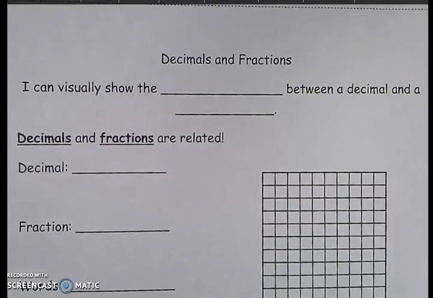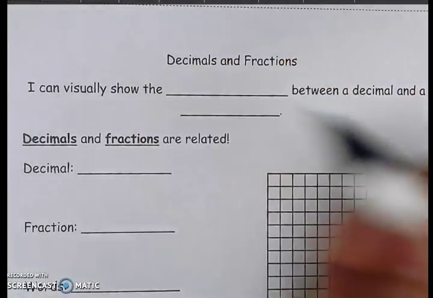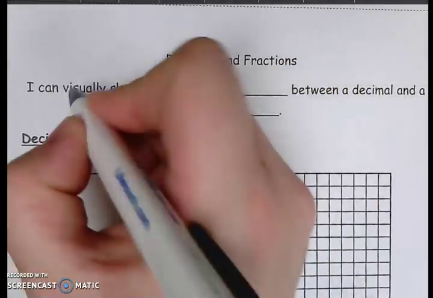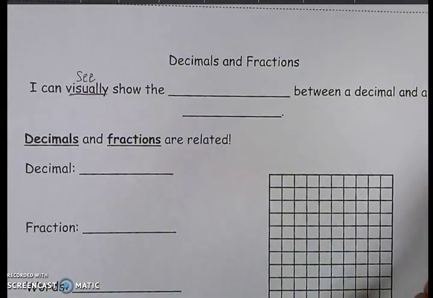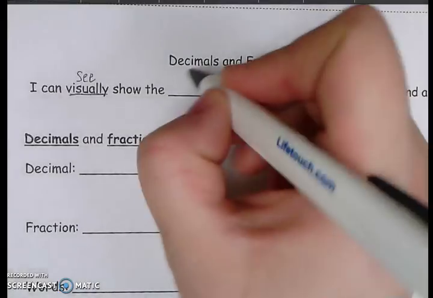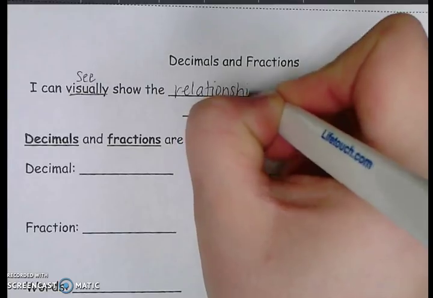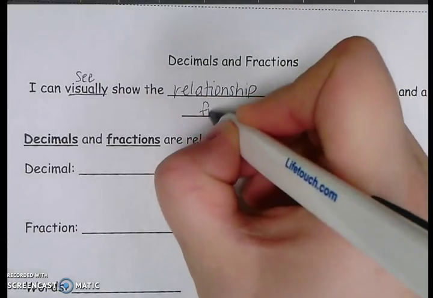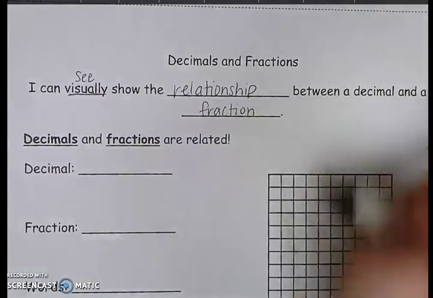Alright, in this lesson we're going to talk about decimals and fractions and how they're related. So, our learning target is I can visually show, so remember visually means I can see it, right? So I can visually show the relationship between a decimal and a fraction. So we're talking about decimals and fractions today.